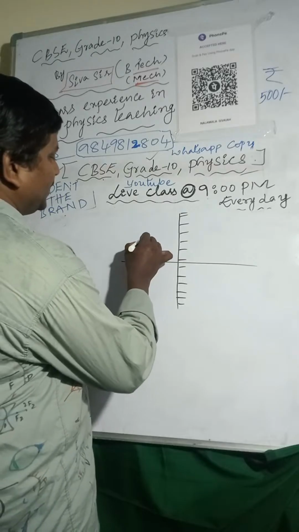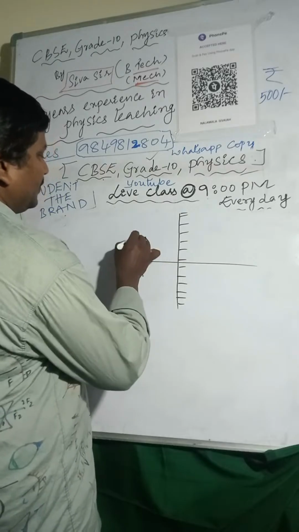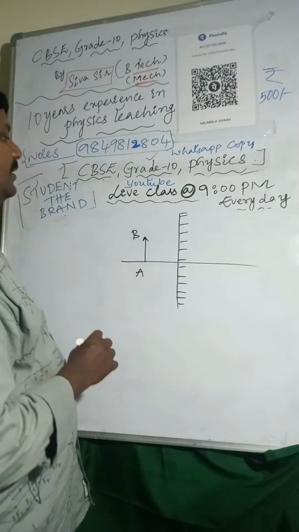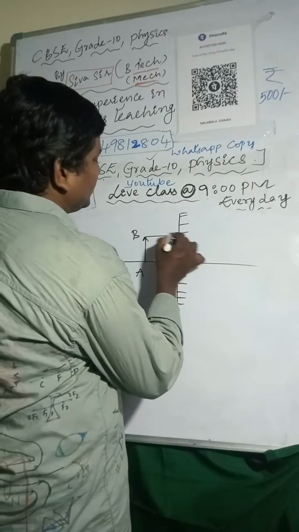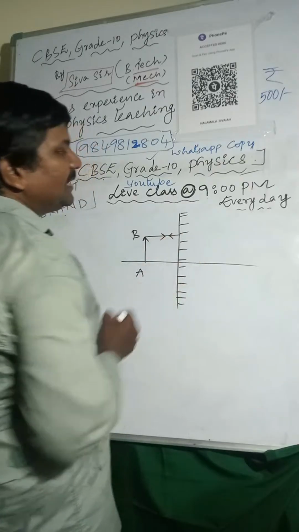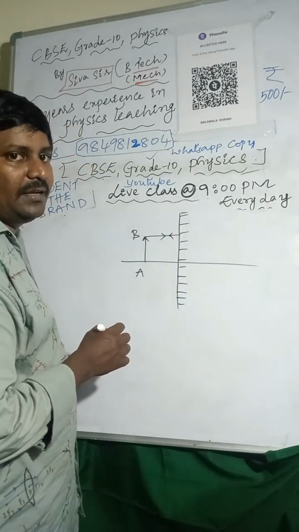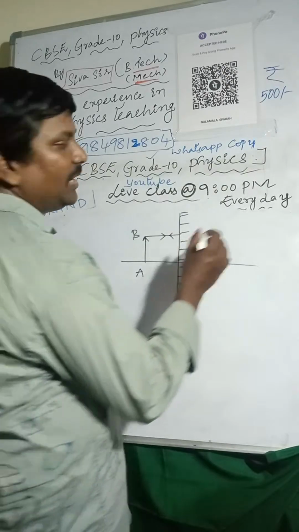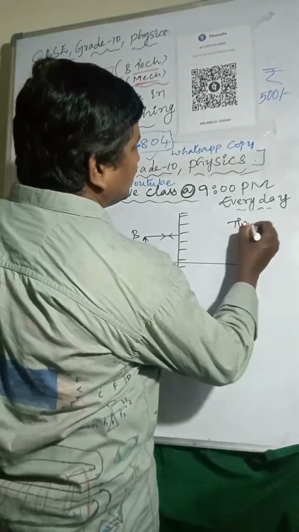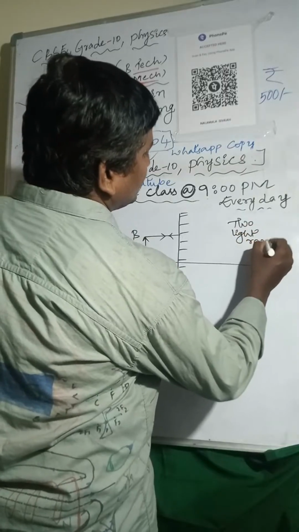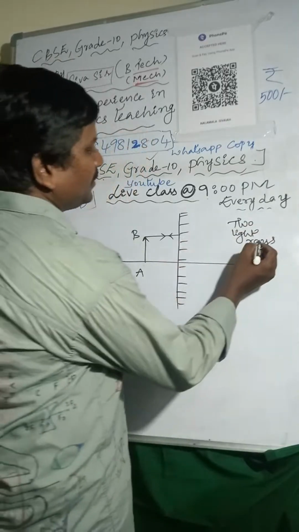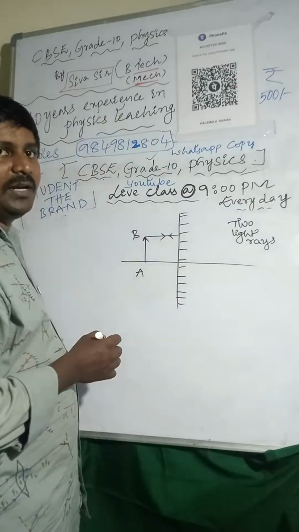This object I'm taking AB. One light ray I'm taking like this. So how many light rays are required to form the image of the object? 2 light rays are required. Minimum 2 light rays are required to form the image of the object.